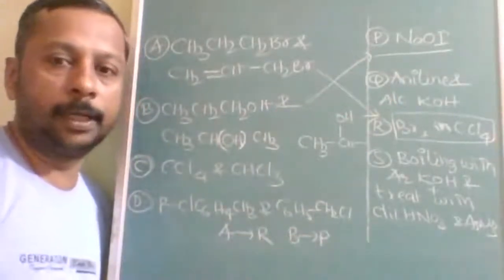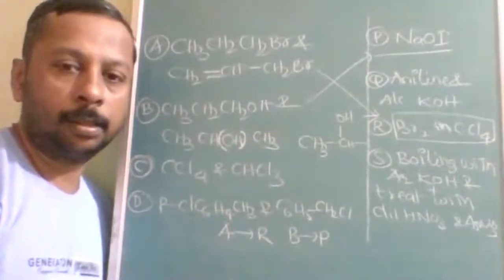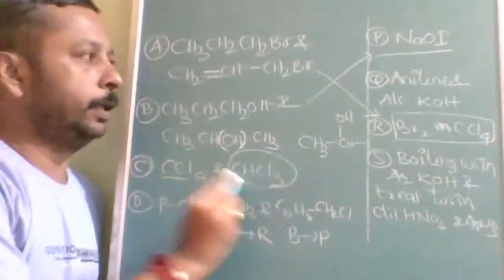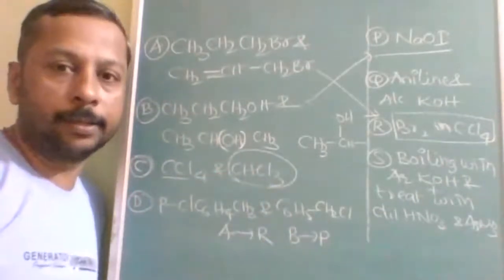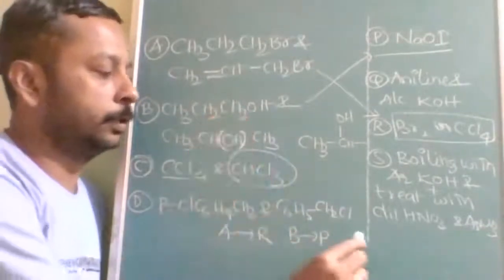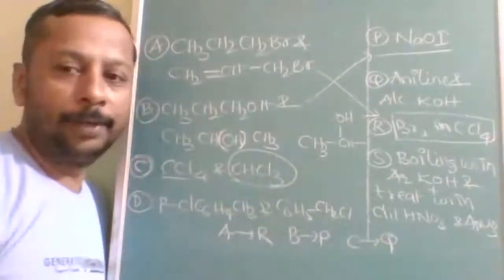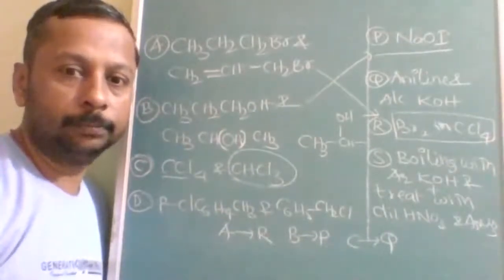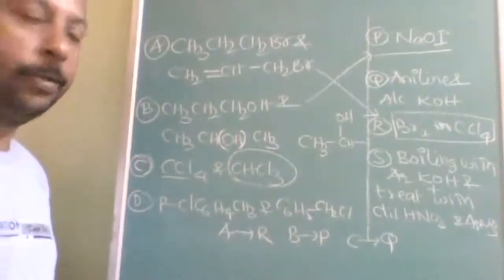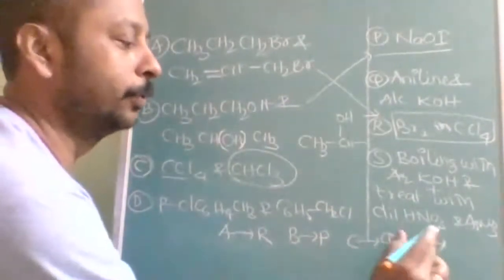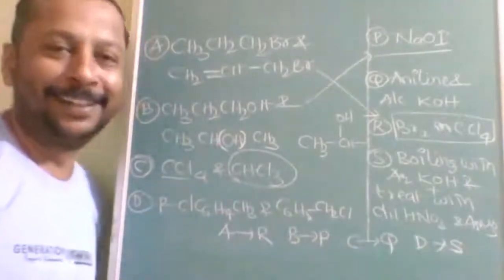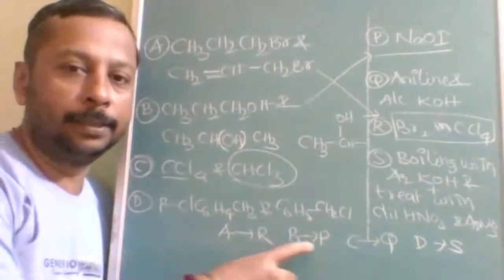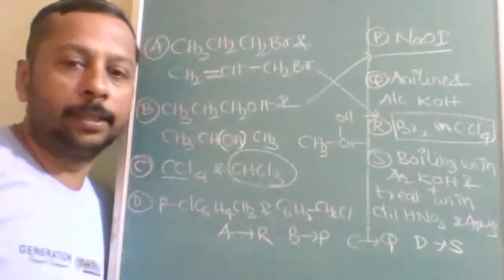Now try the third part at least. So C answer here, it is CCl4, CHCl3. CHCl3 gives the carbylamine reaction. So what will be the answer? C will be Q. Only one is left over. Let's see who will answer that. Okay, very good. This was answered by almost all because only one is left over. D answer is S. So A answer is R, B answer is P, C answer is Q, D answer is S.